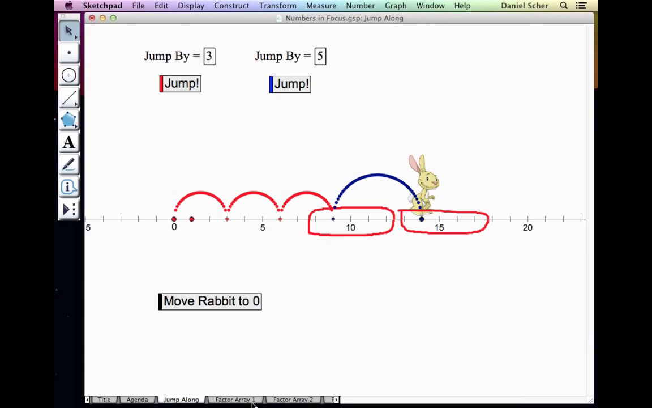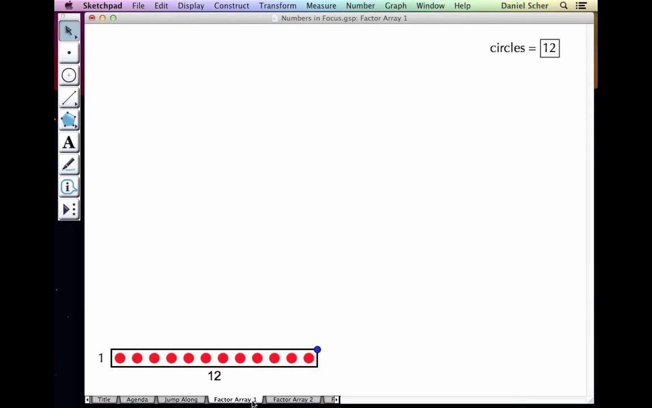What we have here is a collection of 12 dots, 12 red dots, and they're framed by this rectangle. And what I can do is drag this blue point that sits at one corner of the rectangle. When I do, it changes the number of dots that sit in my rectangle. So I can go from 12, where everything fits, to 11 dots with one left over, to 10 with two left over, and so on.